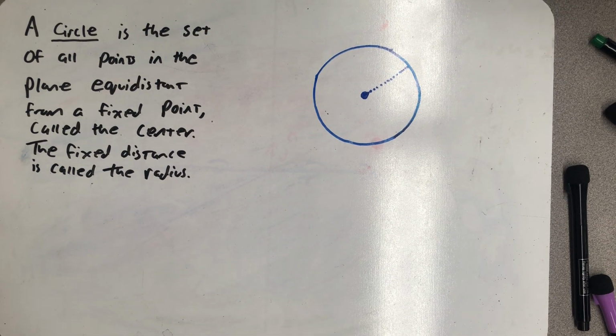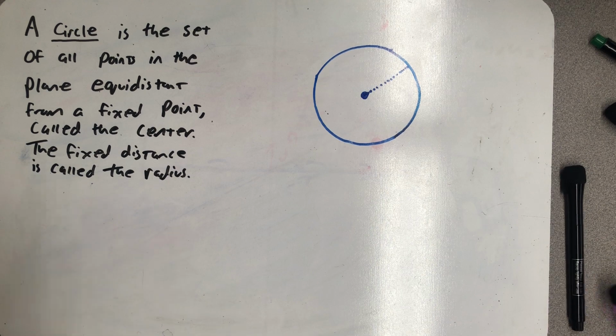In this video, we are going to derive the standard equation of a circle. We'll start with the definition of a circle. A circle is a set of all points in the plane equidistant from a fixed point called the center. The fixed distance is called the radius.